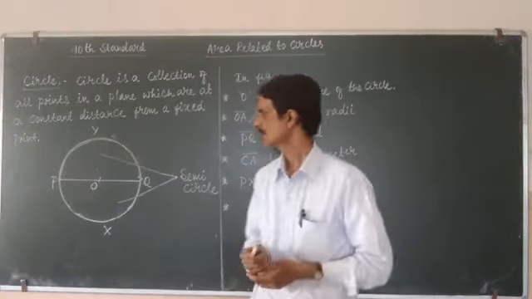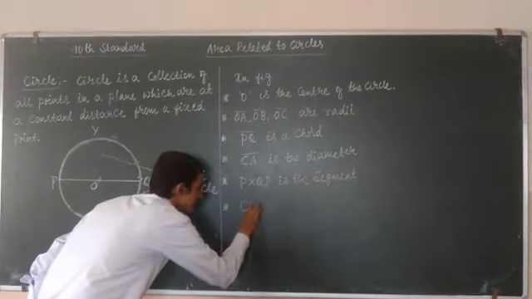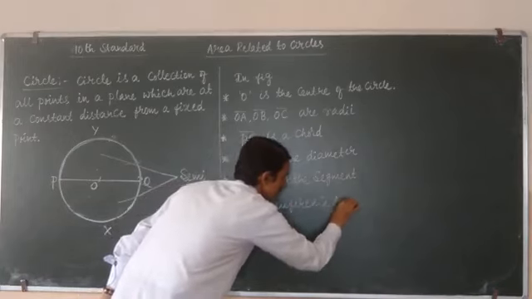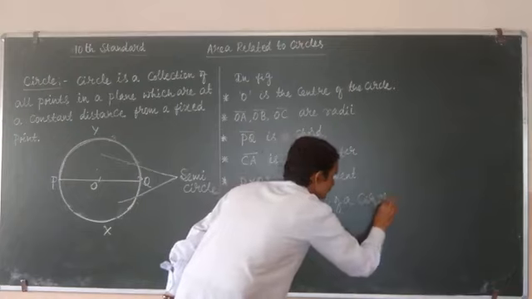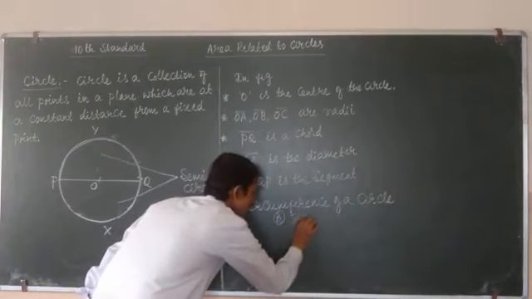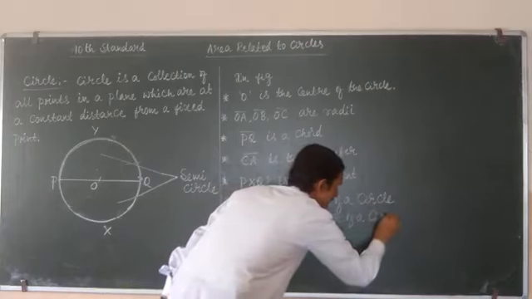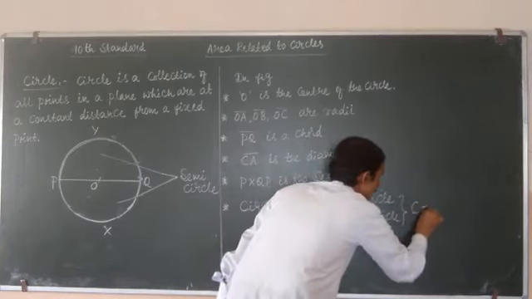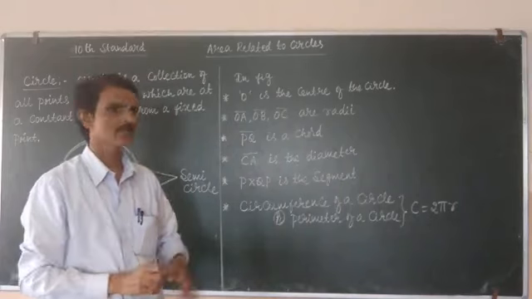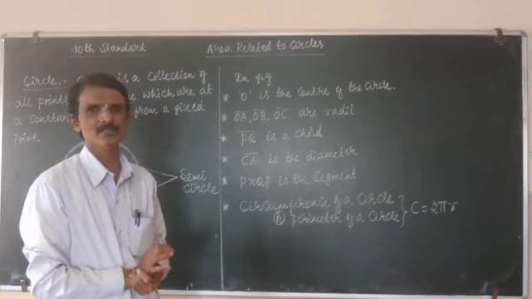Now students, we are discussing the different formulas. So, the circumference of a circle, or it is also called the perimeter of a circle: C equals 2πr. You know this, because all these concepts we are going to use in this chapter on areas related to circles.